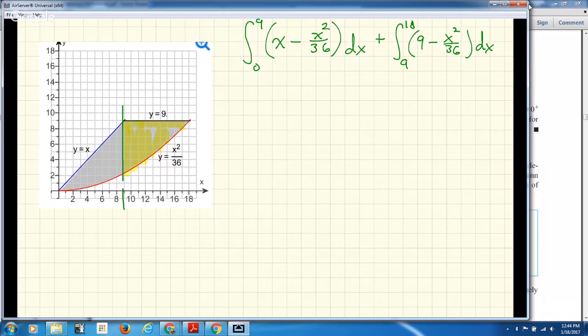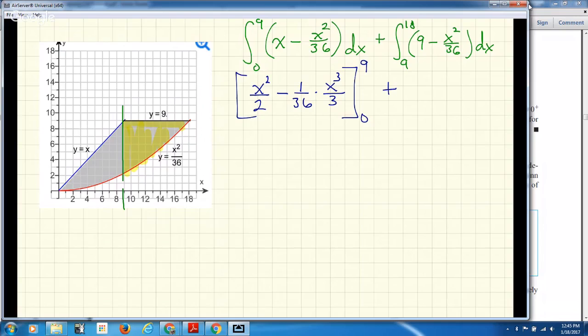So for the first one, an antiderivative for x would be x squared over 2, as we saw previously. And then I'm going to have to subtract, and I'm going to pull out the 1/36 here, and then just consider an antiderivative for x squared. And we saw before that if we raise the power and divide by the new power, that'll work. And so that's the antiderivative for x squared, and we have that 1/3 hanging out. And this chunk needs to be evaluated from 0 to 9.